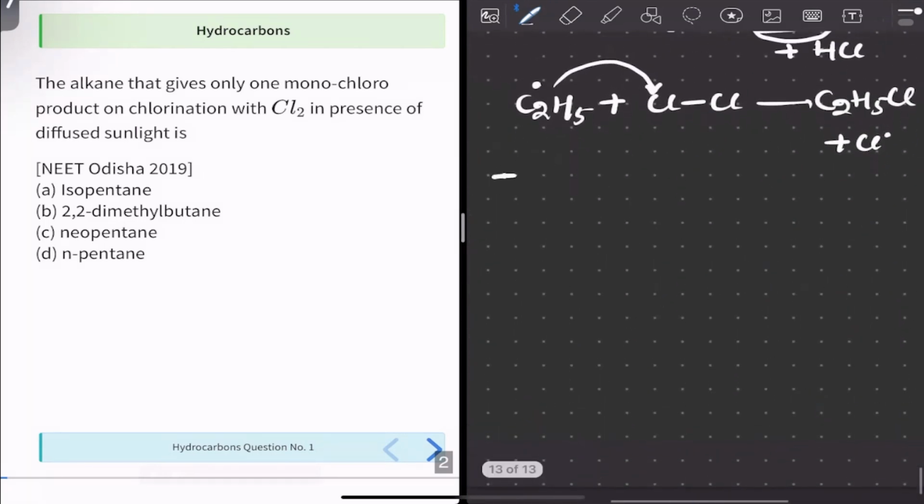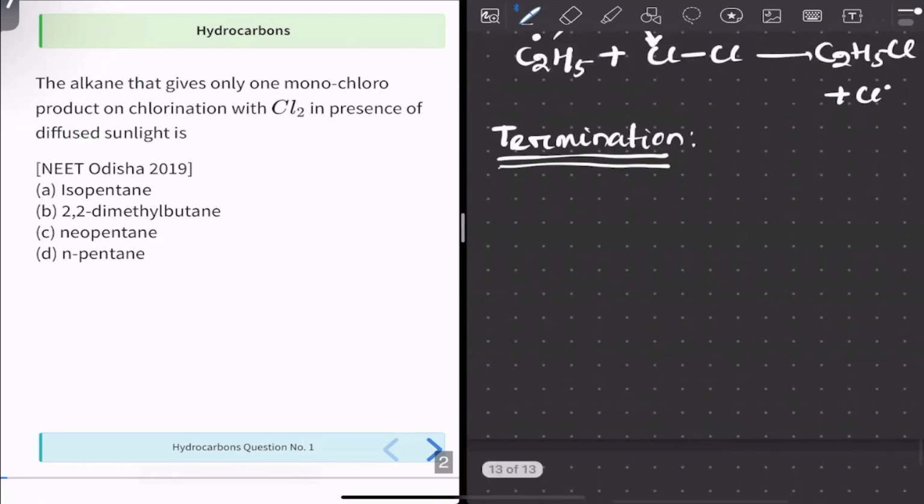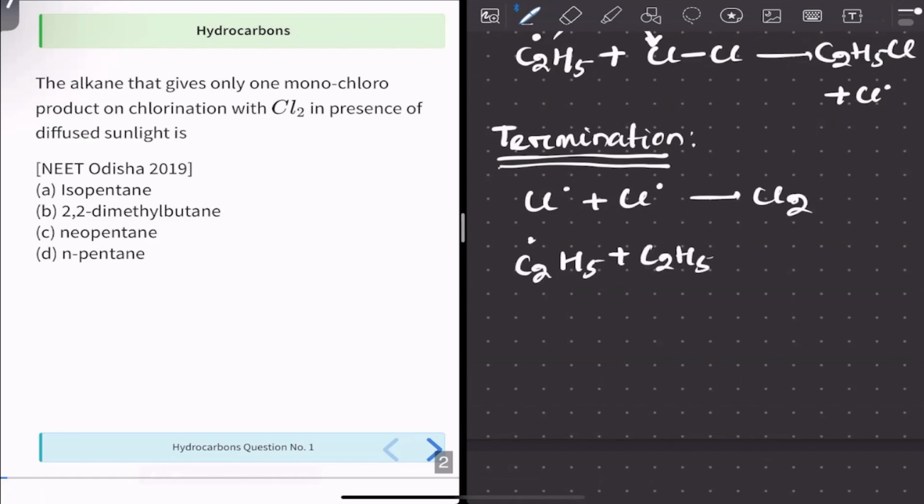Then the third step is termination, in which all the free radicals will react with each other. Like chlorine free radical will react with chlorine free radical. Again, it will form chlorine molecule. C2H5 free radical will react with C2H5 free radical. It will also form C4H10. Okay. This way, the termination of this reaction will occur.